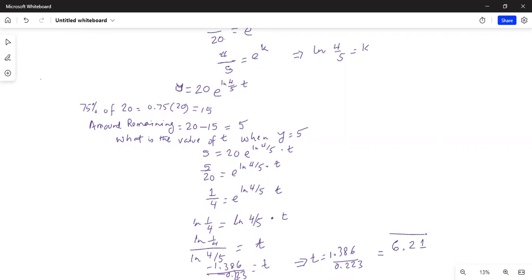Okay, so this is your final answer. That is when the compound has lost 75%, or 75% of the compound has been converted to another compound and only 25% is left. Yes, let me check and make sure the answer is correct. Yep. So t is 6.2 hours is the final answer for part B.